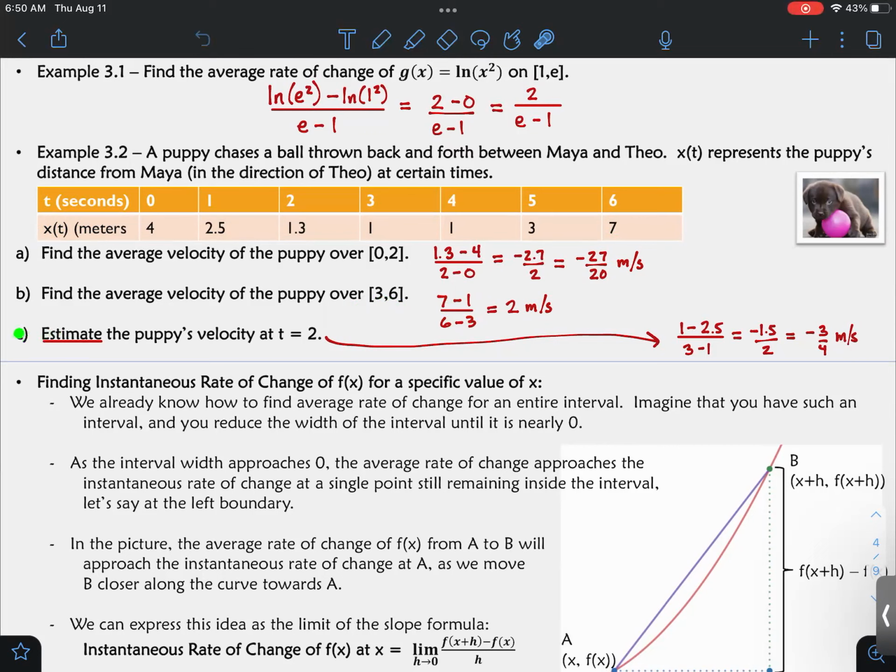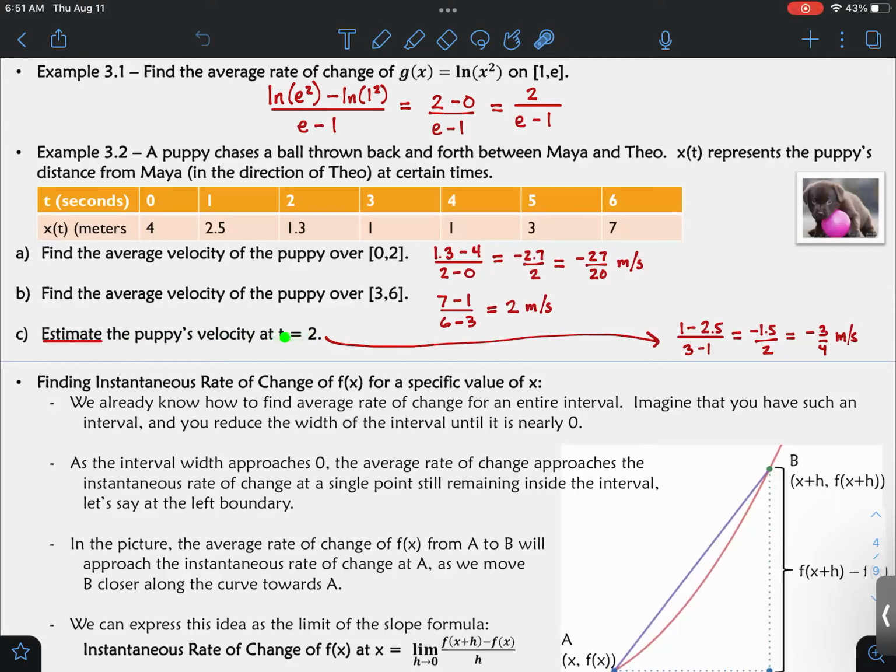Now, the third question here is a little bit different. This does not say find average velocity. It says estimate velocity at a single moment of time. You do not have an interval here. You have a single moment in time, and yet we are unable to exactly figure out a velocity at t equals 2 from a table. So even though this is a different question, the process ends up being the same.